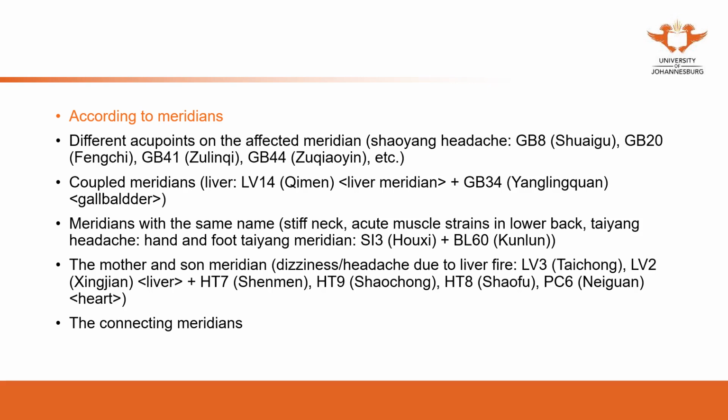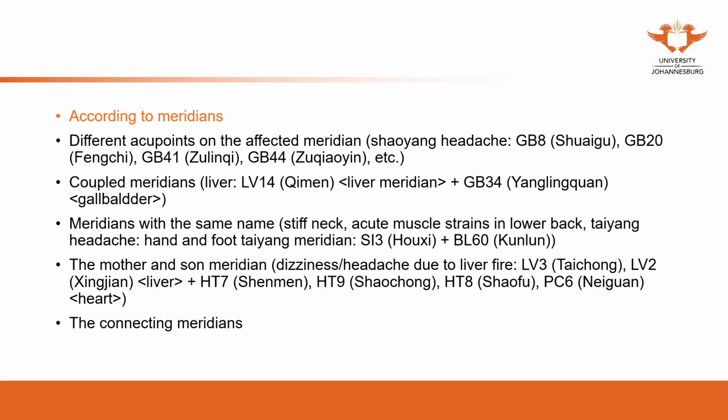The meridians with the same names, such as for the neck, acute muscle strain, Taiyang. You can use the hand Taiyang meridian or the foot Taiyang meridian. The reason for this technique is that meridians with the same names have similar qi and blood in the meridian. Sanjiao, the hand Shaoyang Sanjiao meridian, and the foot Shaoyang gallbladder meridian. So that's how we select.